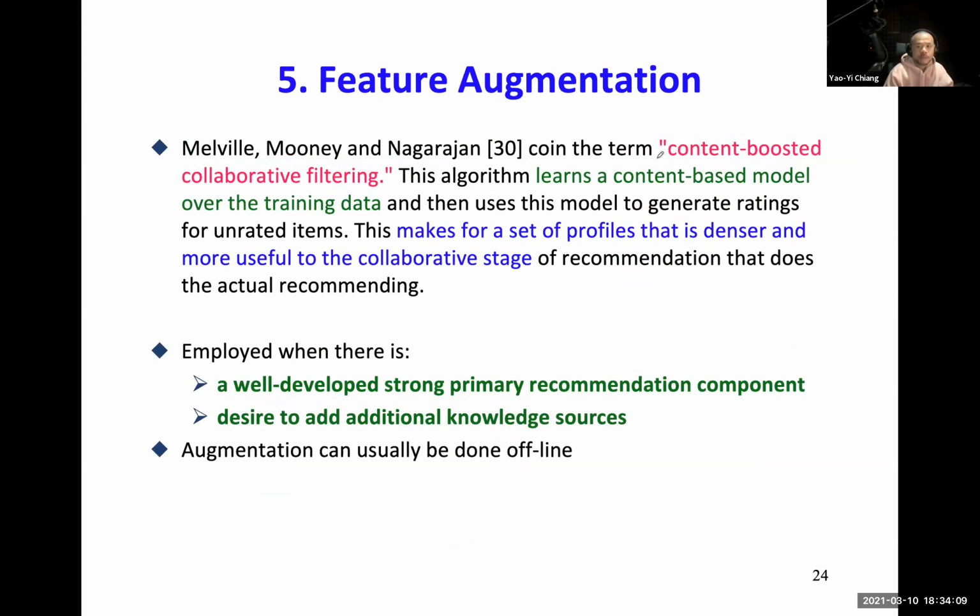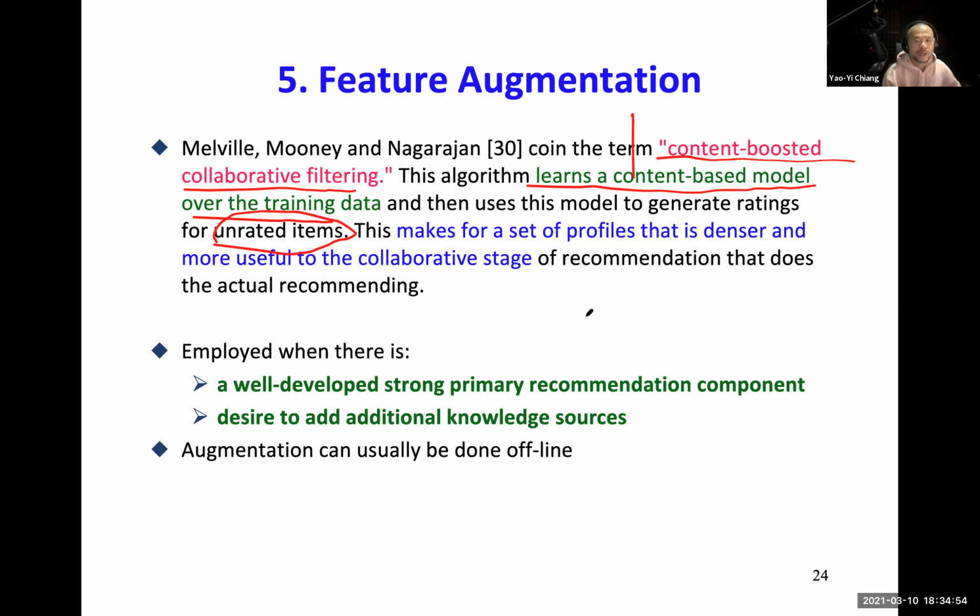For example, here the content-boosted collaborative filtering will first learn a content-based model over the training data. So this is the contributing recommendation system. And then once you have the content-based model, you'll be able to make predictions, right? Once you are able to make the predictions, you can start to predict for unrated items. And when you keep the high-confidence ones, although you might not be able to make good predictions for every item-user pair, for many of them you can have a high-confidence prediction.